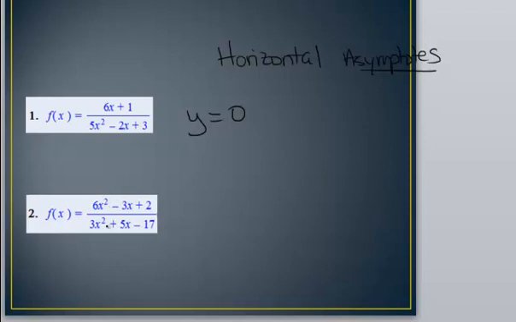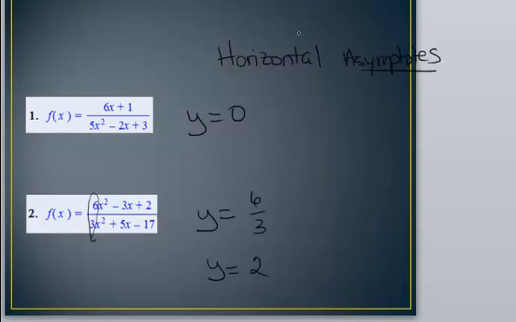See how this degree is 2 and this degree is 2? If these degrees are the same, then your horizontal asymptote is y equals the fraction created by the leading coefficients. So for this particular function, your horizontal asymptote will be 2.